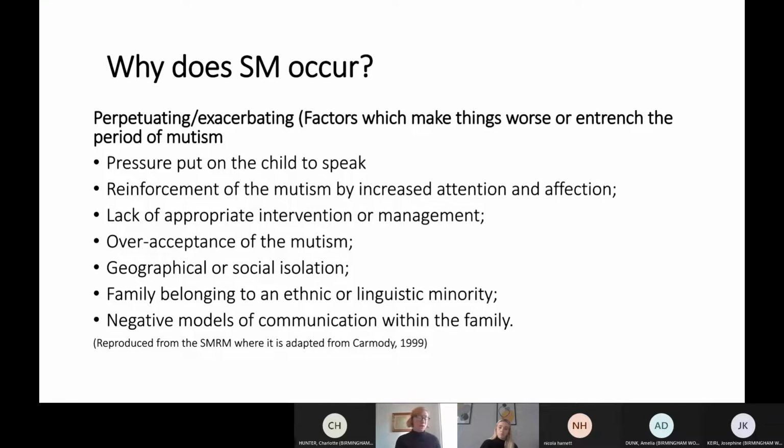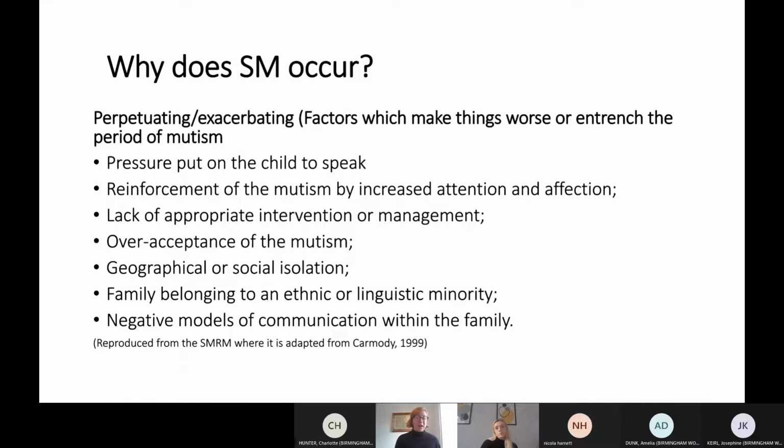So lack of appropriate interventional management, so there not being appropriate pathways in place in the child's setting. Over acceptance of the mutism, so again the child isn't challenged in any way. Geographical or social isolation, so again that's those families who may have migrated to or moved to a different part of the country or moved to a new country and they are quite isolated.